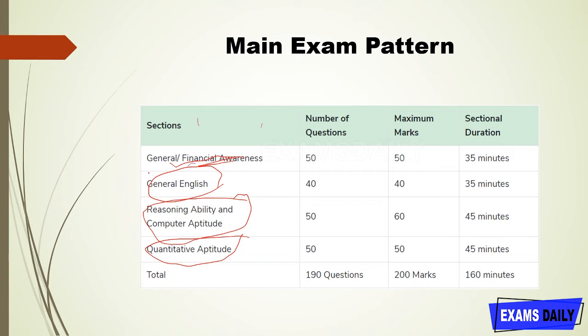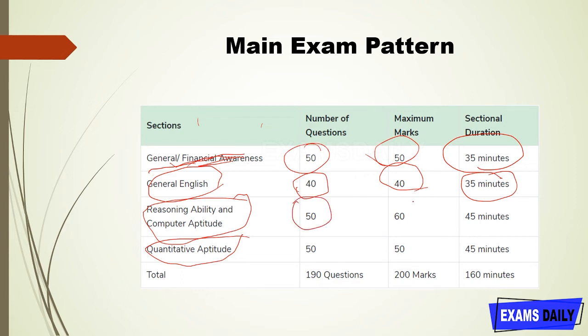For general financial awareness there are 50 questions for 50 marks, and the time duration for this is 35 minutes. For general English there are 40 questions for 40 marks and 35 minutes. And for reasoning ability and computer aptitude there are 50 questions for 60 marks, and the time duration is 45 minutes.